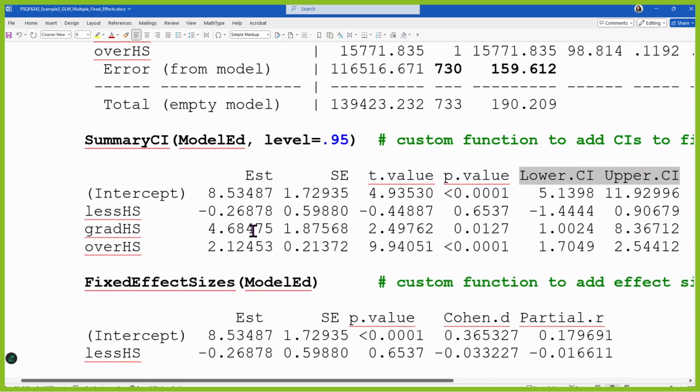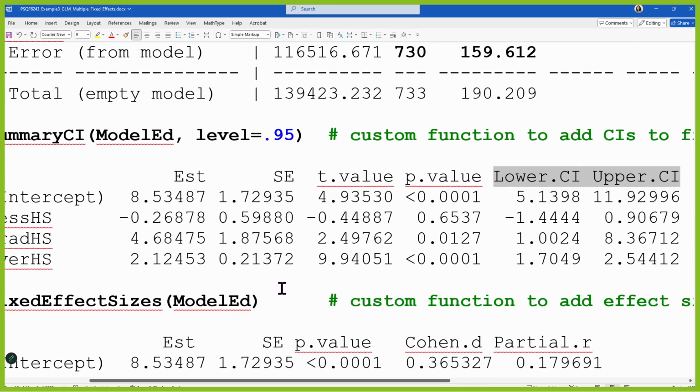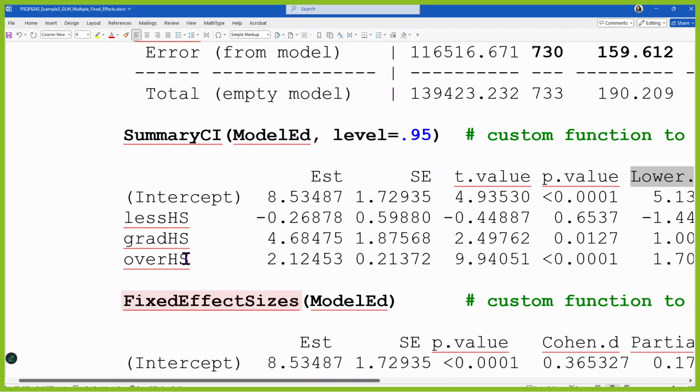So let's walk through these. Who is my intercept? And don't say 18-year-olds because they're not in my story anymore. 11th graders. And I set it up that way. That's how I know that. That's something you'd have to tell your readers based on your coding scheme. So people who made it to 11th grade but did not graduate high school are predicted to make about $8,500 a year.